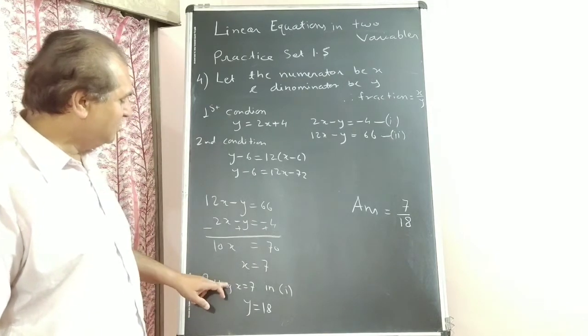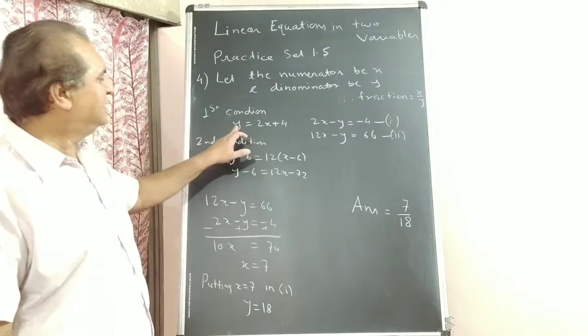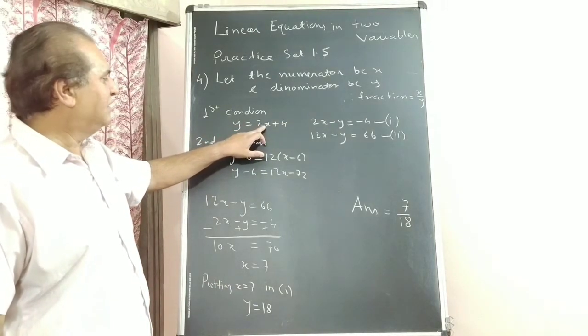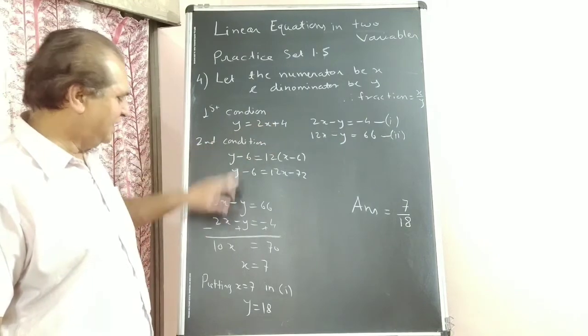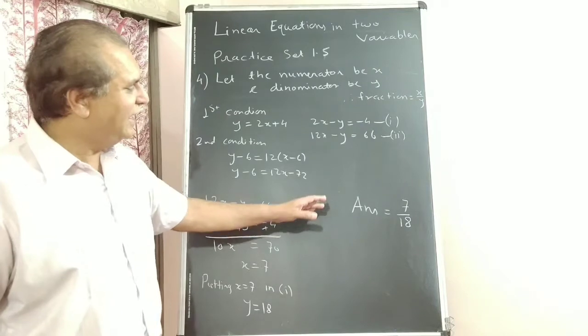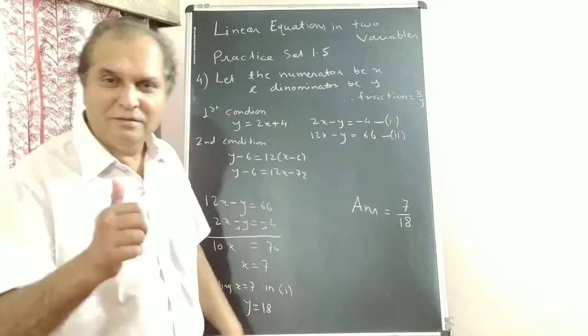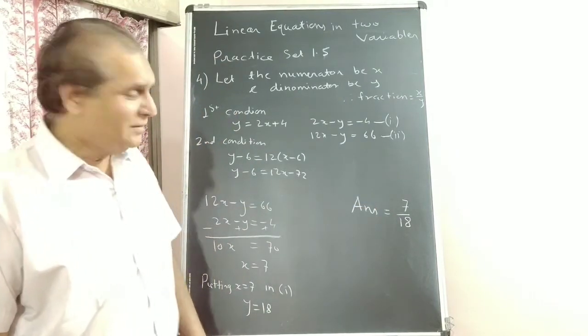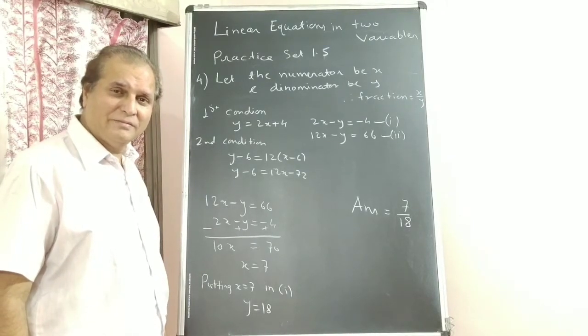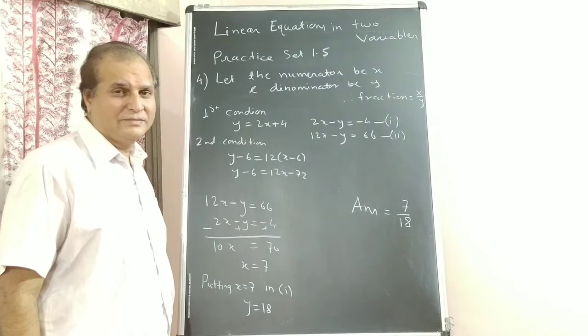Now putting x equal to 7 in equation 1, this is only 1. 2 into 7, x value 7, 7 twos are 14, plus 4, 18. y equal to 18. Simple. Then the answer x upon y, 7 upon 18, is the answer. Understood? Very simple. You try yourself.